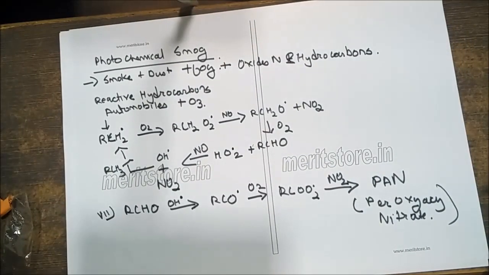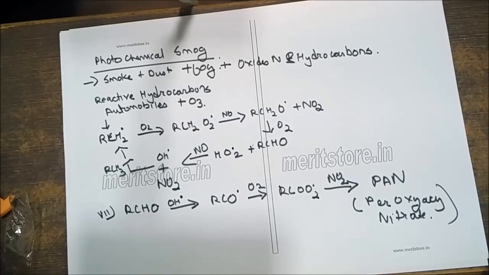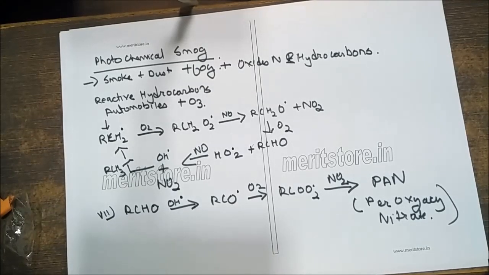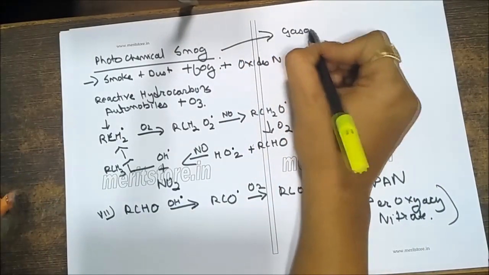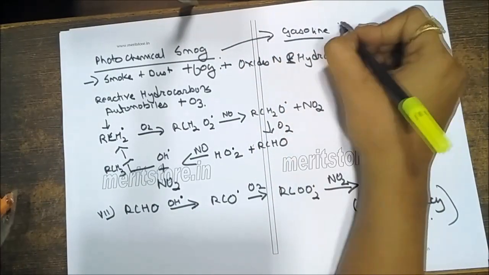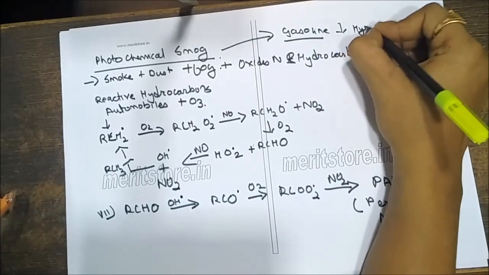Okay. Now how can we suppress the photochemical smogs? The formation of this photochemical smog can be suppressed by reducing the release of oxides of nitrogen and hydrocarbons into the atmosphere by the vehicles by using catalytic converters. It is also possible by using fuels which will emit less amount of hydrocarbon free radical into the atmosphere. So in order to avoid this, we should use fuels like gasoline, which will cause less emission of hydrocarbon free radical.